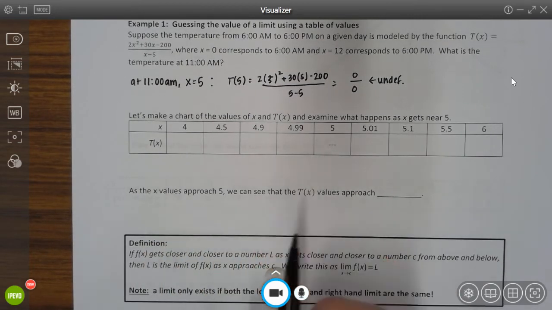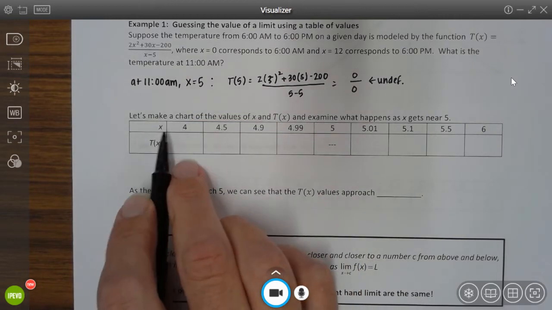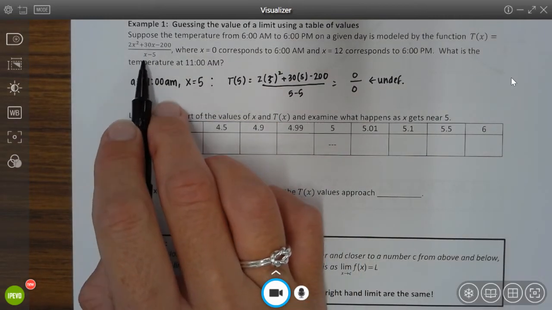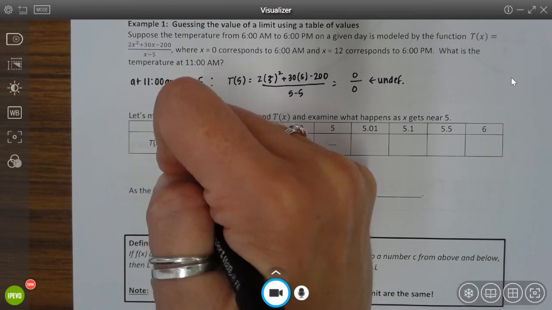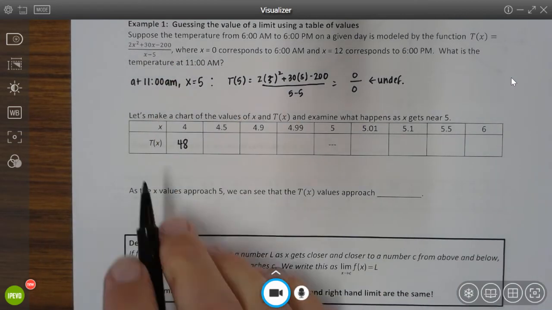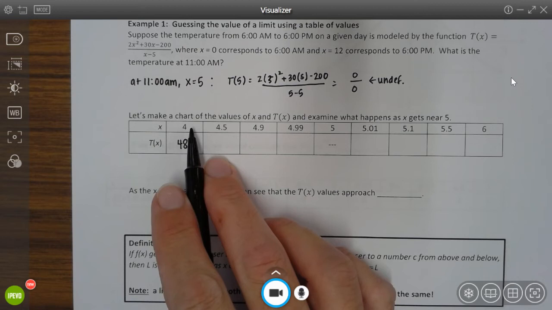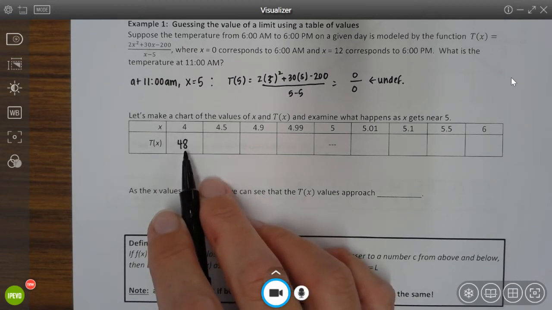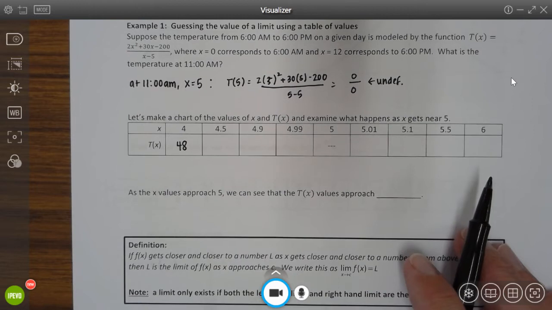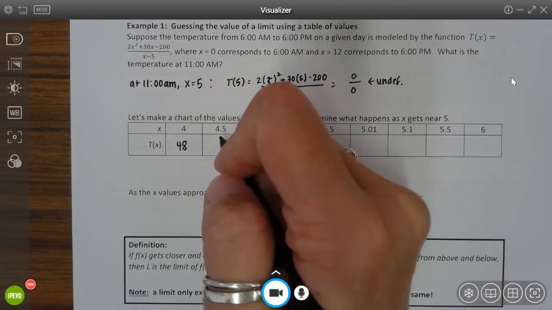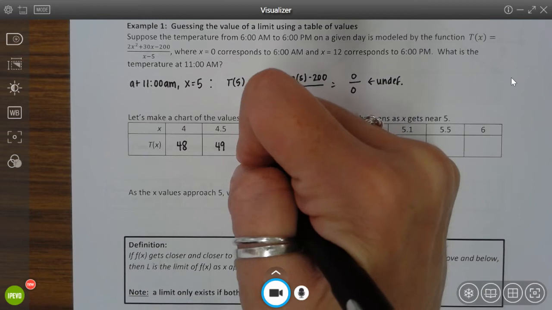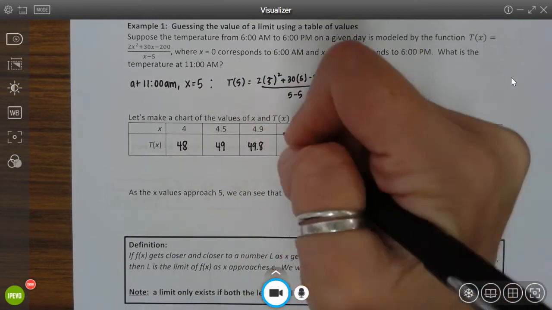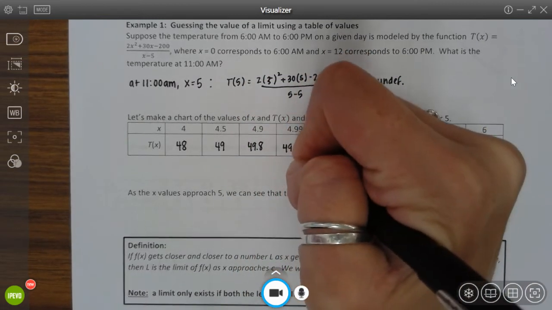I'm going to start with some bigger values, and then we'll work our way closer to 5. So if I were to take an x value of 4, substitute in for all of my x's and do my calculations, my t of x function is going to return a 48. That would tell me that at the x value of 4, meaning at 10 a.m., the temperature would be about 48, if I'm putting that into the context of the problem. If I were to calculate it at 4.5, we're going to 49. At 4.9, we would get about 49.8. At 4.99, we'd get about 49.98.